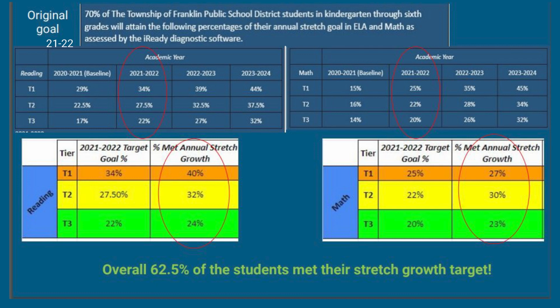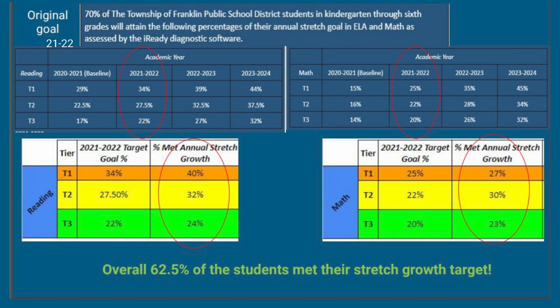We had taken a look at this data, and we were only expecting in reading 34% of the tier 1 students to meet their stretch growth, 27.5% of the tier 2, tier 3 was 22%, and we knocked it out of the park. If you take a look beneath where it says reading, actually 40% of our students in tier 1 made that stretch growth, 32% in tier 2 and 24% in tier 3. In math, we were shooting for 25%, 22%, and 20%, and we got 27, 30, and 23.